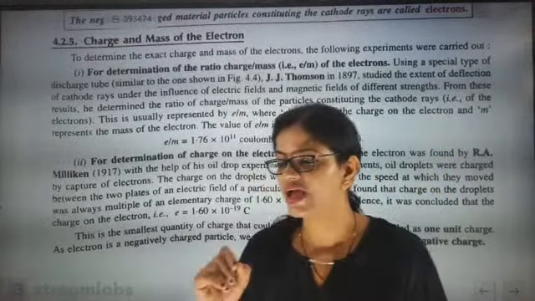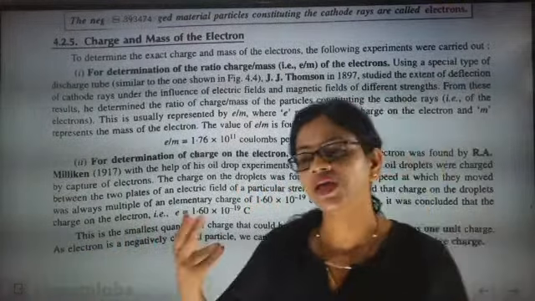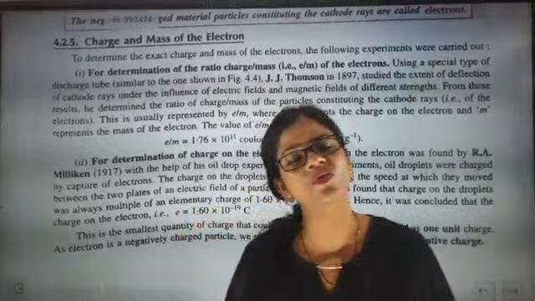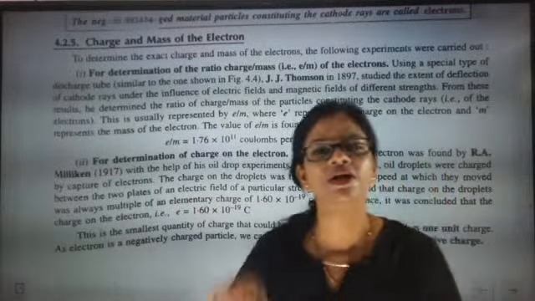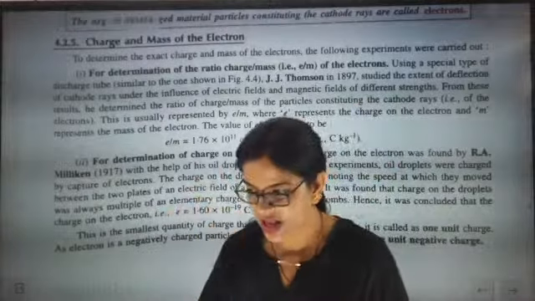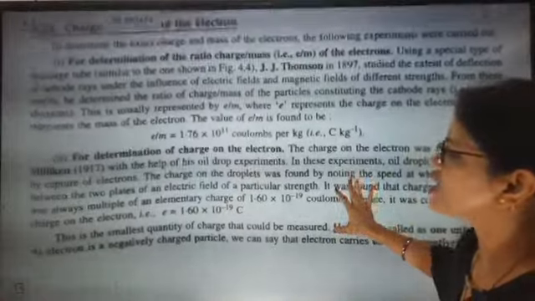With the help of that experiment we got the charge of the electron. I repeat, with the help of the experiment we got the charge of an electron. So how did we get the charge of an electron?